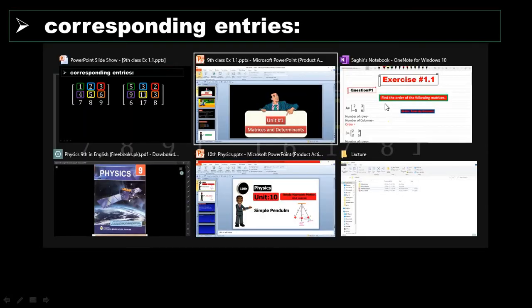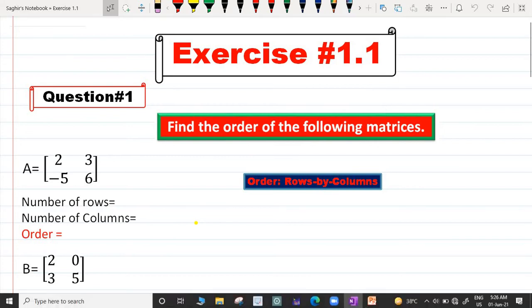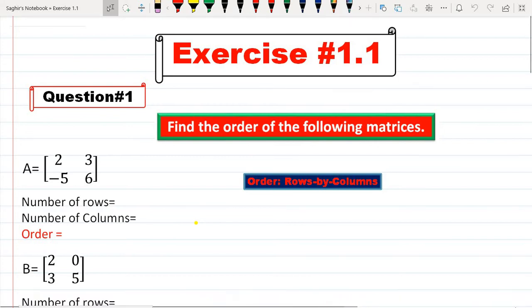Now we are solving exercise 1.1. This is exercise 1.1, question number 1. We have to find the order of the following given matrices. In A, you can see the number of rows are 2, first row, second row. So here I write the number of rows are 2, and the number of columns, there are 2 vertical lines, so the number of columns is also 2. So here I write 2.